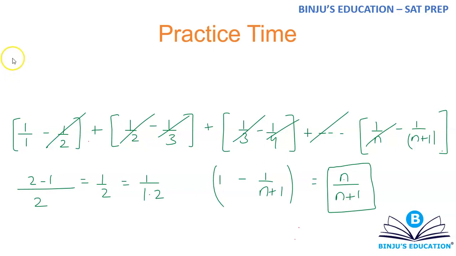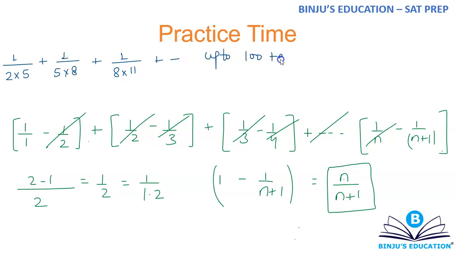Right. So next question is 1 over 2 into 5, 5 into 8, 8 into 11, up to 100 terms. Okay, so go ahead, try this question.